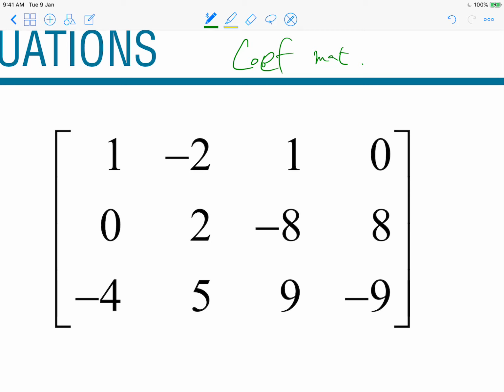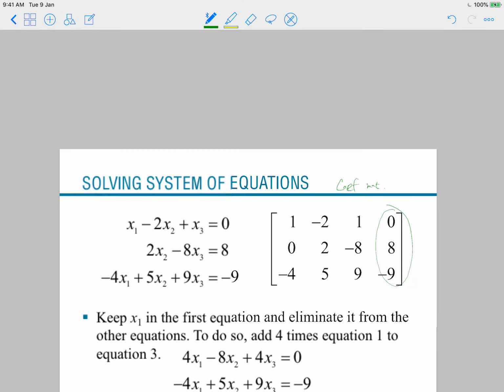But what if this is an augmented matrix? So in the case of an augmented matrix, this last column is the constant part on the right hand side. So in this case, three equations and three unknowns, right? Okay.